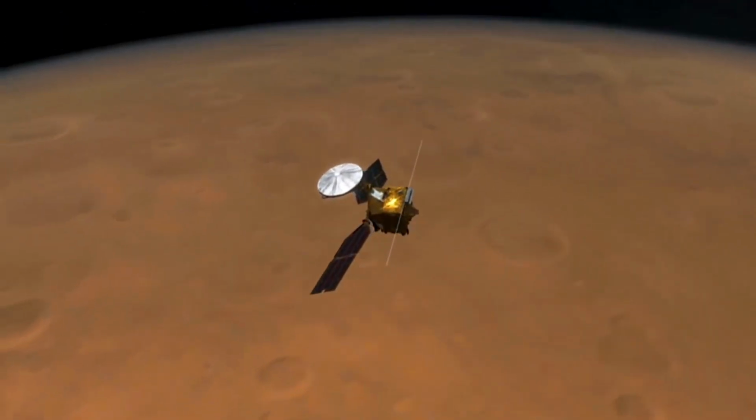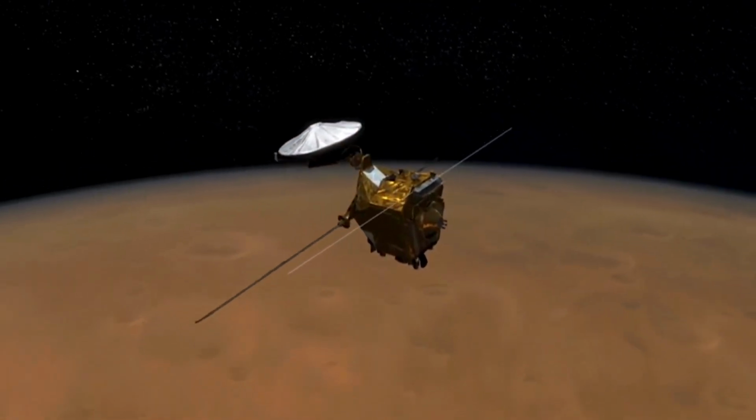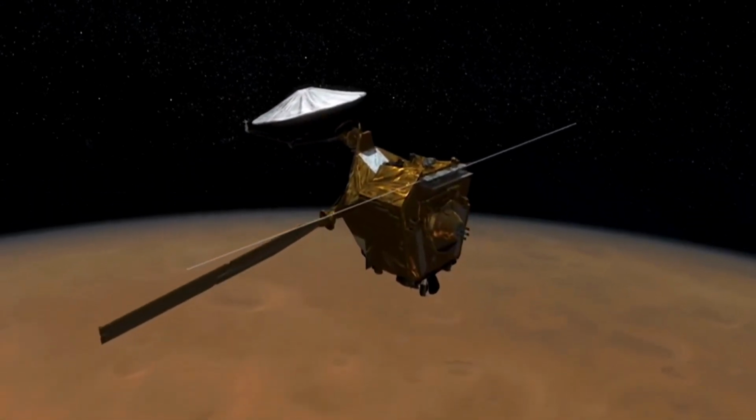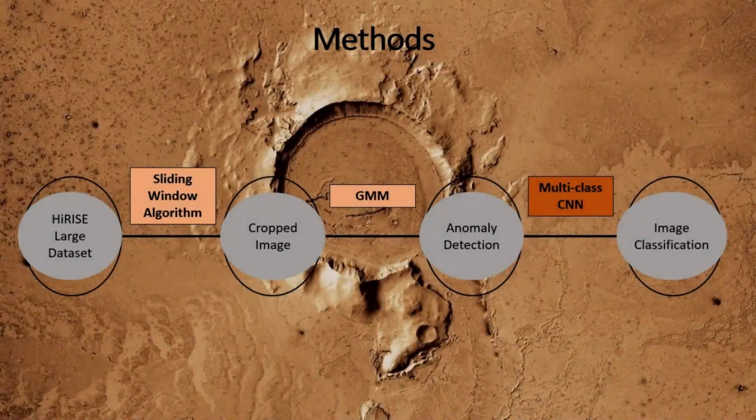Specifically, we are interested in sorting data from the High-Resolution Imaging Science Experiment, or HiRISE, camera that takes images of the surface of Mars. In this work, we construct a pipeline which consists of a Gaussian mixture model, which clusters images of interest, and a multi-class convolutional neural network that further classifies said images into 8 identified Martian surface phenomena.